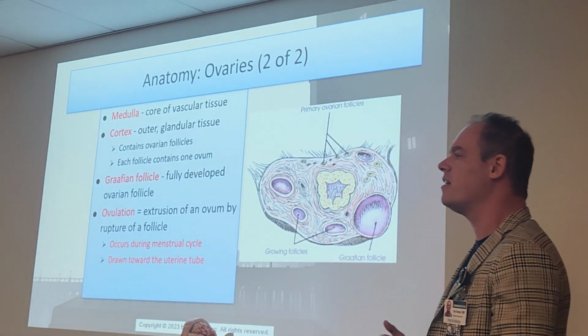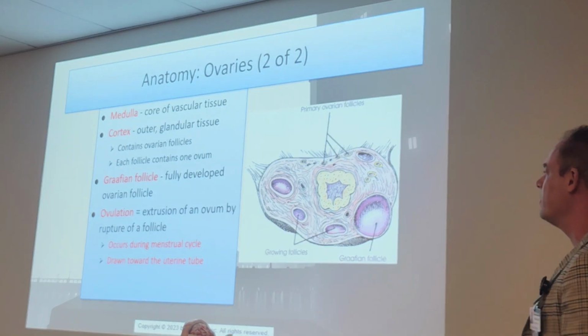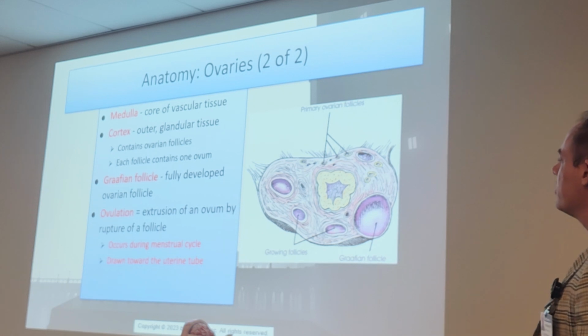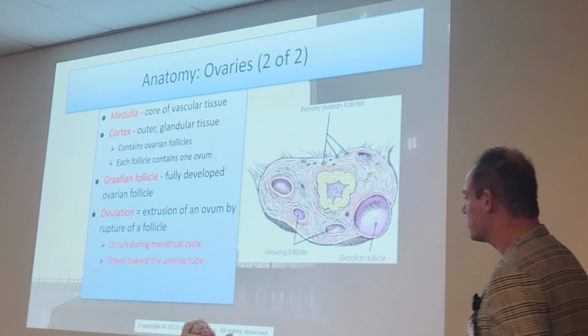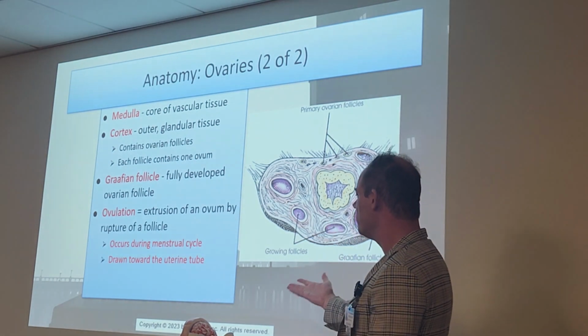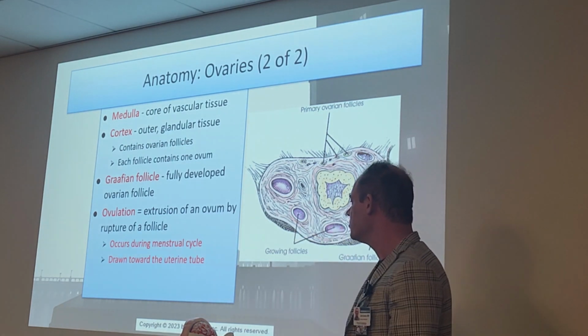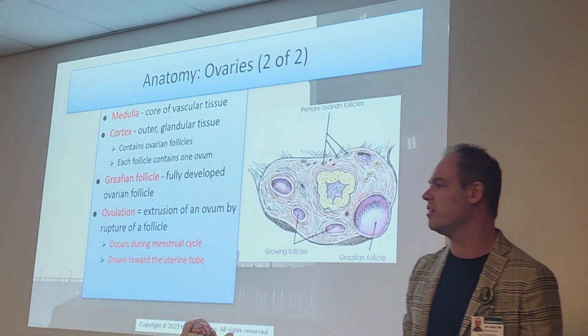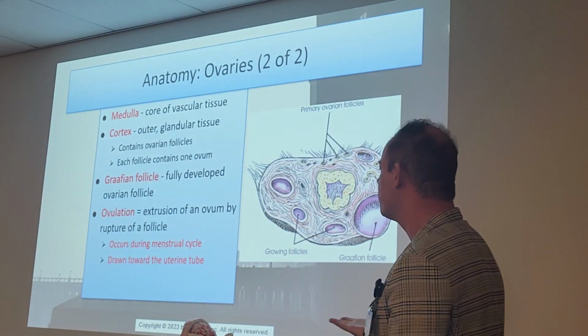We have the Graafian follicle. That's a fully developed ovarian follicle. That's when the eggs get ready to release. Ovulation is going to be extrusion of the ovum by a rupture of that follicle. And that occurs during your menstrual cycle. And it's drawn down towards that uterine tube. Of course, as it moves down that tube, it attaches to the uterine wall on the endometrium, awaiting a sperm to fertilize it.